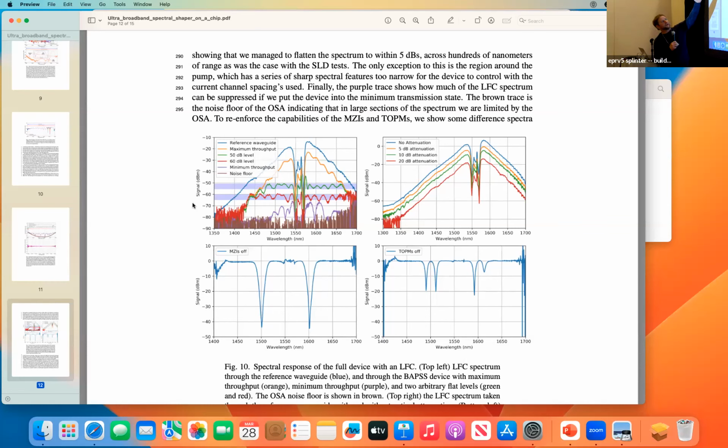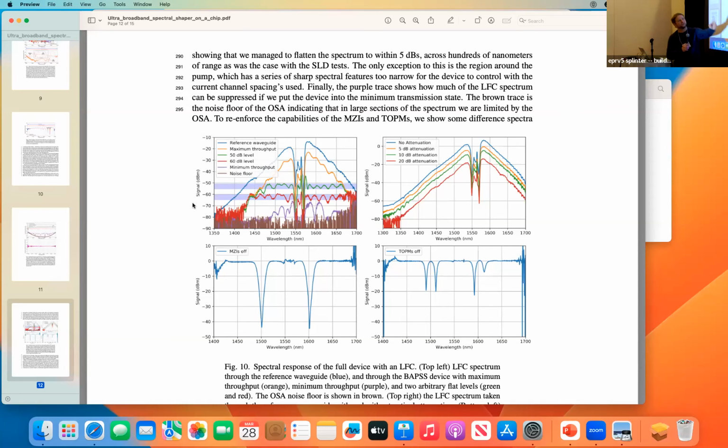The orange line is our maximum throughput curve through the device. So that's the 10 dB lower. And then the green and the red line was me again, by eye, arbitrarily trying to flatten the spectrum. The blue shaded regions are showing you a 5 dB bandwidth. And that was the requirement I was given: hey, can you flatten the spectrum to about 5 dB? And so that's what we did.